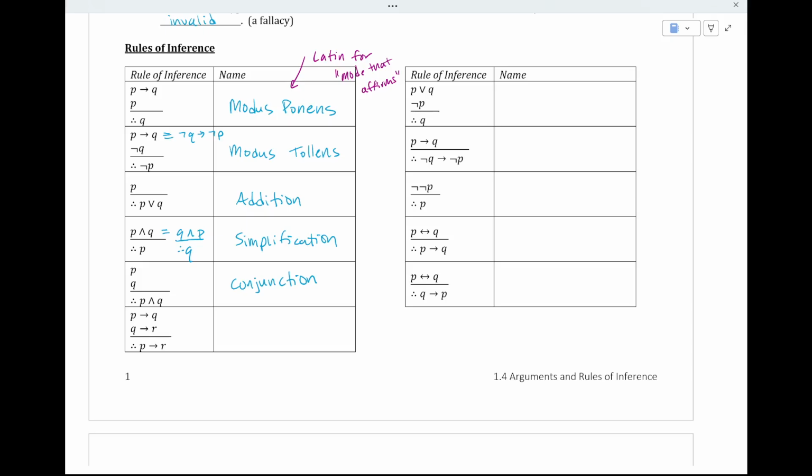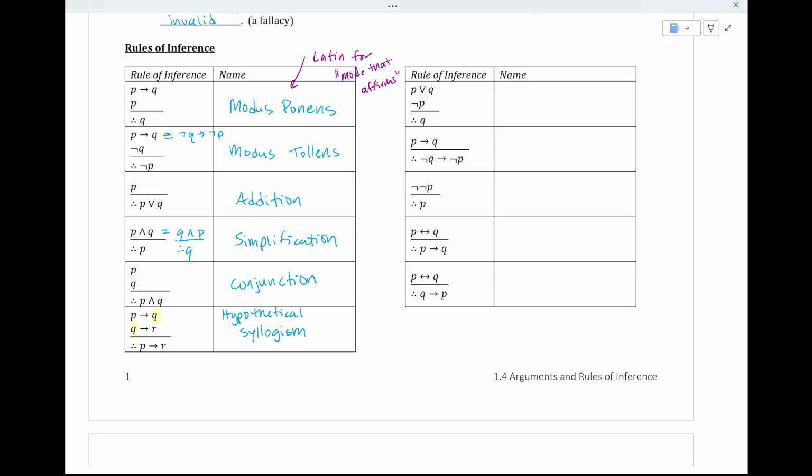Next one, P implies Q, Q implies R, therefore P implies R. The thing to look for here is that these two things are the same. This is sort of like a transitive property. It's not called that though, it has its own name, and that name is hypothetical syllogism. Say that 3 times fast. It would be easier if it's called transitive something, but it's not. I'm sorry, I didn't name these.